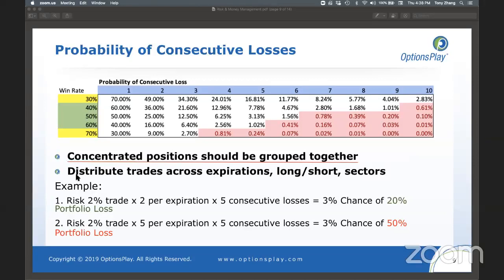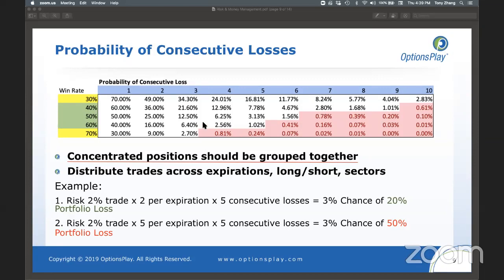So what you really want to do is distribute your trades across different expirations, across long, short, and across different sectors. And this is really why the take that we have here at Options Play is to always have some long and short positions, especially when you go into overextended times, even when the market is heavily skewed to the upside, to have a couple of short positions in weak sectors so that when the market corrects, you have some downside so that not all your positions are concentrated in long positions. So, on the day that the market sold off 800 points, we took profit on some of those short positions to offset some of the losses we had on our long positions.